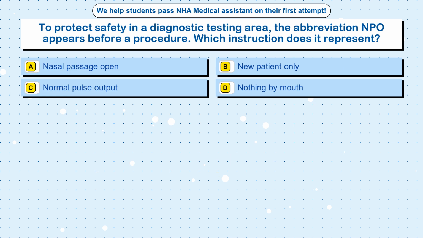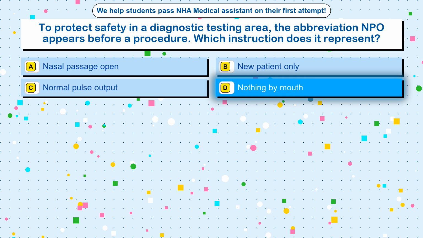Question 72. To protect safety in a diagnostic testing area, the abbreviation NPO appears before a procedure. Which instruction does it represent? Option A. Nasal passage open. Option B. New patient only. Option C. Normal pulse output. Option D. Nothing by mouth. The correct answer is option D.